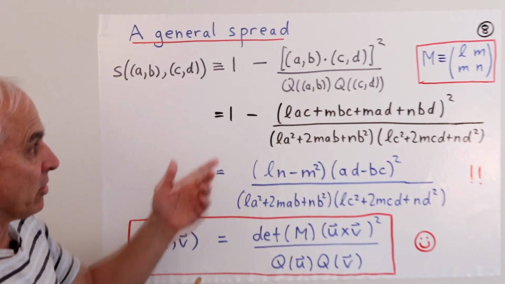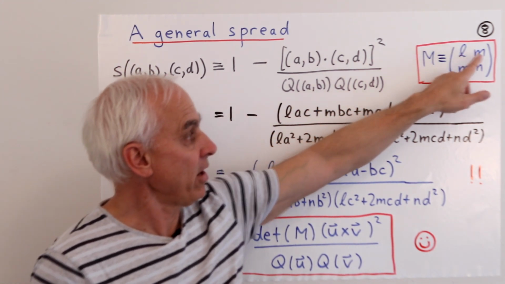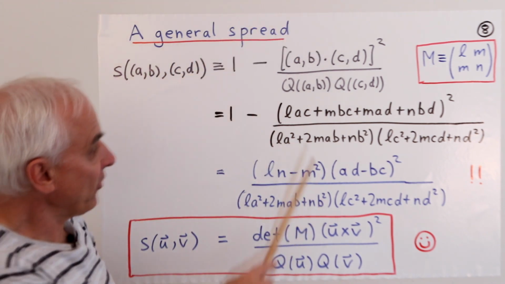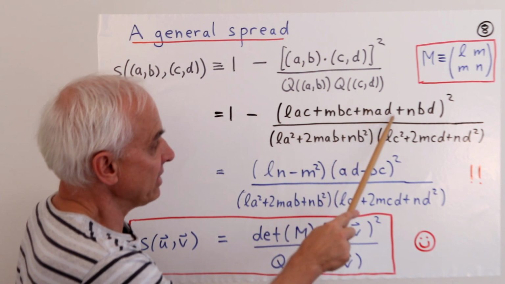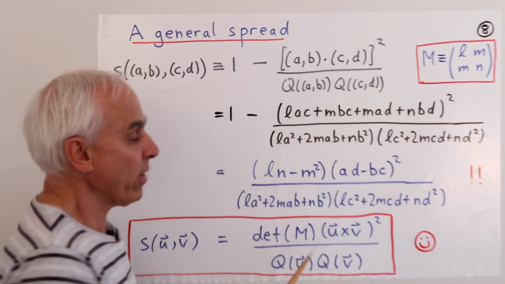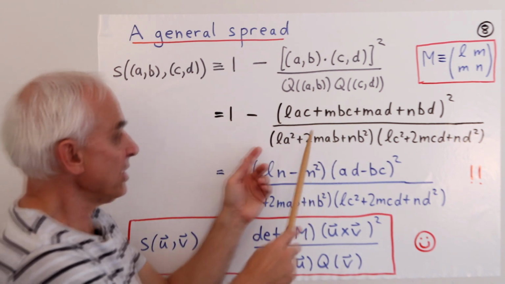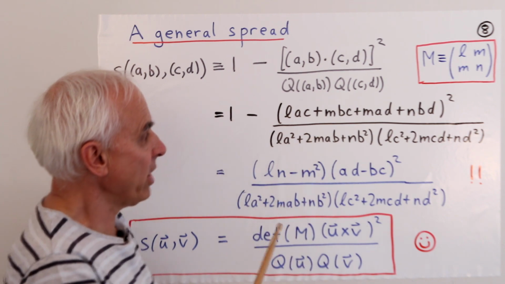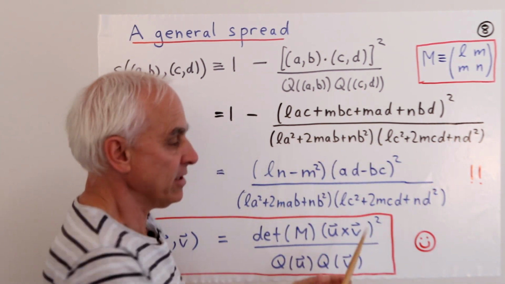And now since our dot product is given by this matrix, let's give it a name, M, which is L, M, M, N. Then the dot product becomes this expression that we've just written down, LAC plus MBC plus MAD plus NBD, and that's all squared. And these quadrances down in the denominators here are just the quadrances. This is LA squared plus 2MAB plus NB squared, and this one is LC squared plus 2MCD plus ND squared.